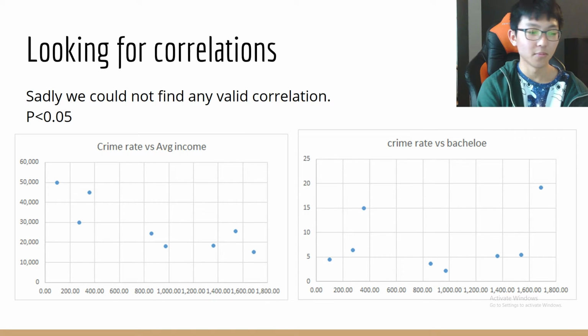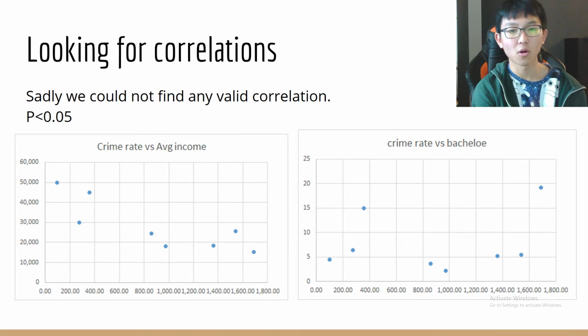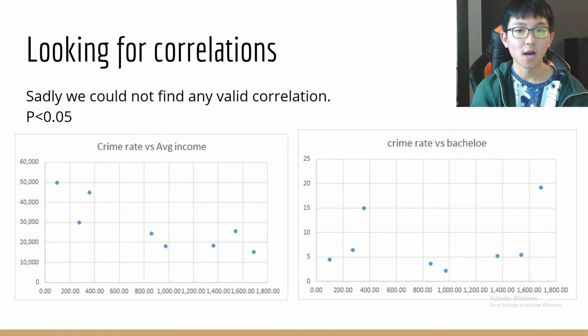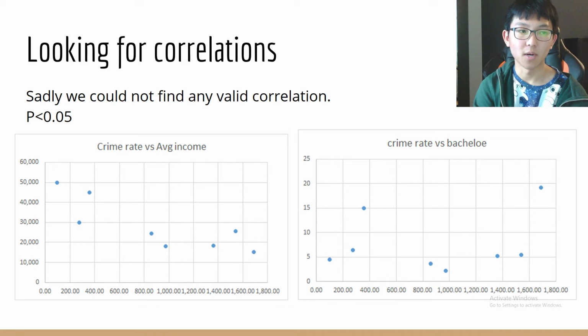Sadly, in our example, we could not find any significant correlation between the two variables, average income rate and acquisition rate of the bachelor degree, since the p-value was larger than 0.05. However, in our plots, you might be able to see slightly that there might be some kind of correlation between the crime rate and the average income rate. The higher the income, the lower the crimes, and vice versa for the lower income households.